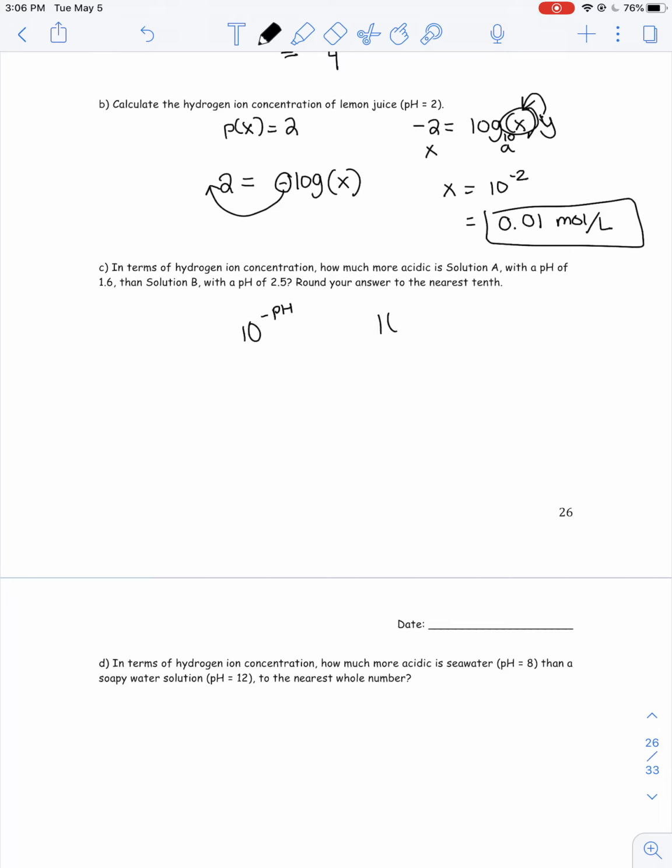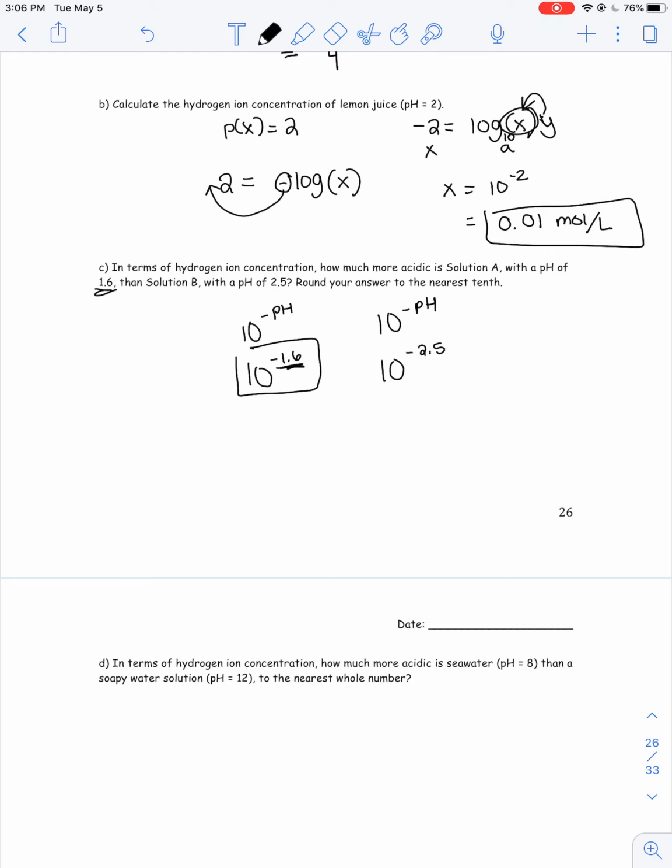Now we need to compare two solutions. When we compare them, we always write them as 10 to the power of the negative pH of one versus 10 to the power of the negative pH of the other. So we're going to write 10 to the power of one of the pHs they're giving us, which is 1.6, so we're going to write -1.6. And the next one is 10 to the power of -2.5.